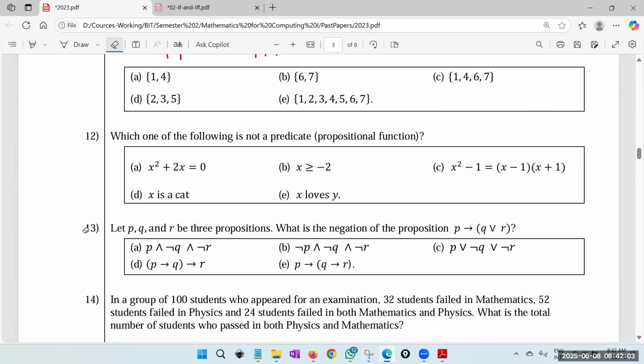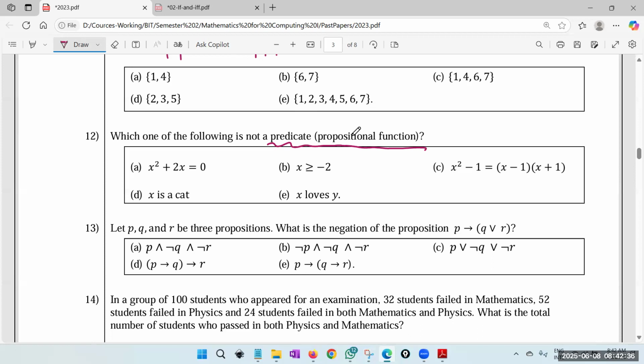Which one of the following is not a predicate? Predicate means a propositional function. So there's a difference between proposition and predicate. Proposition is always either true or always false. It may have variables, but definitely you can say it's true or definitely you can say it's false. Predicate is a propositional function. That means it's a statement with variable, and depending on the value of variable, it can be true, it can be false. But again, it can't be something like questions, commands, wishes, and so on.